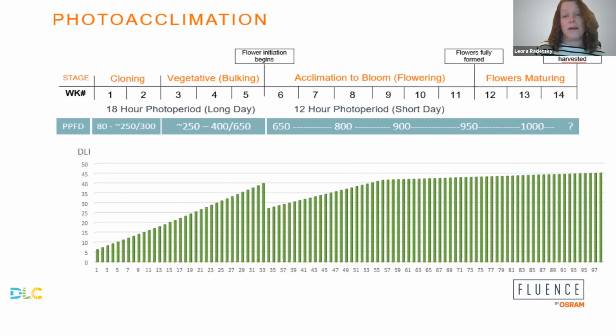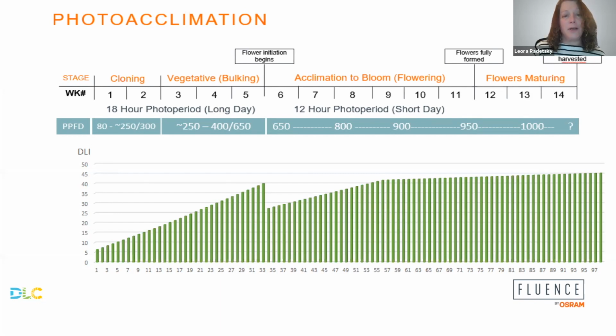So this is one example of photoacclimation from Fluence, but you might see others. So I don't want to say this is the only way. But in this case, what you see here, again, is that same interval between vegetation and flowering. So here, Fluence, for example, is recommending in the cloning phase, in the very early growth phase, that you have PPFDs that slowly increase from, say, 80 PPFD to 250 or 300 PPFD over just those couple of weeks.